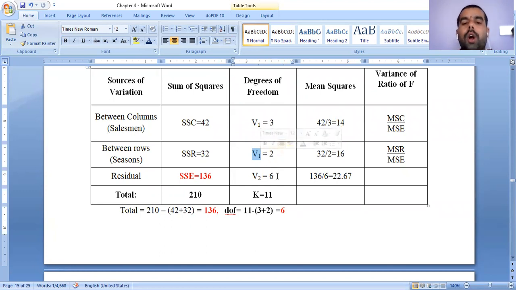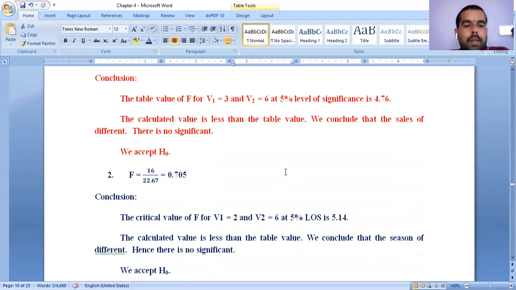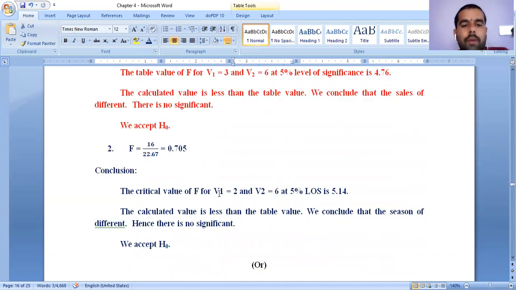Then for the denominator you have to take V2 as 2 in both the conclusions here. Okay, that's why here the critical value of F for V1 equal to 2 and V2 equal to 6 at 5% LOS is 5.14. Okay, the calculated value 0.705 is less than the table value 5.14. We conclude that the seasons difference is not significant, hence we accept H naught.